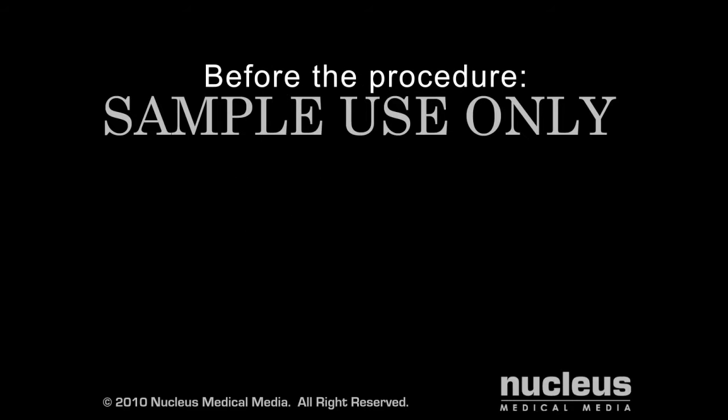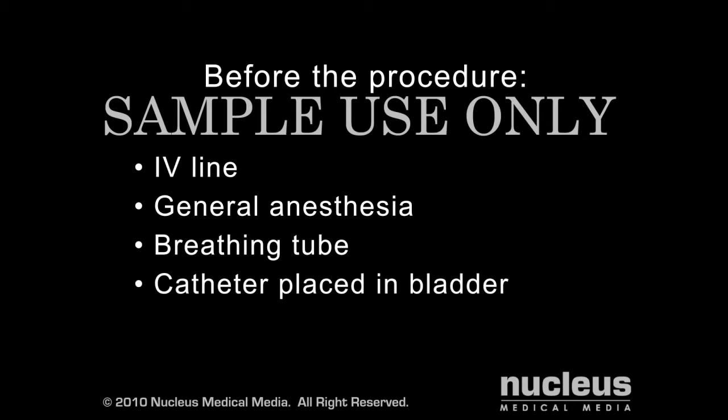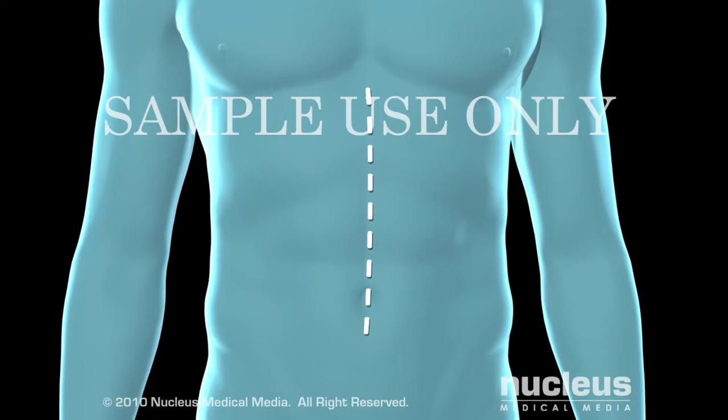Before the open procedure, an IV line will be started to provide you with fluids, antibiotics, and anesthesia. A traditional open surgical repair is performed under general anesthesia, which means you will be asleep for the duration of the procedure. A breathing tube will be inserted through your mouth and into your windpipe to help you breathe during the operation. When you're asleep, a catheter will be inserted into your bladder to drain your urine and monitor your kidney function. Your surgeon will begin by making an incision from the breastbone to below the navel.